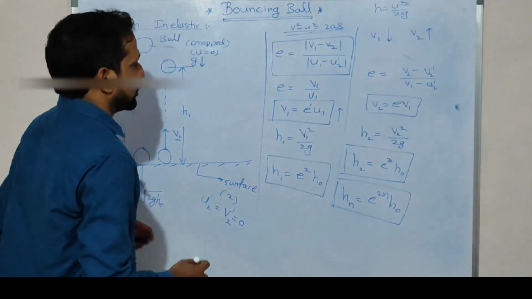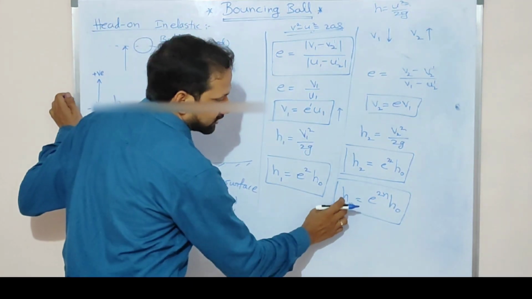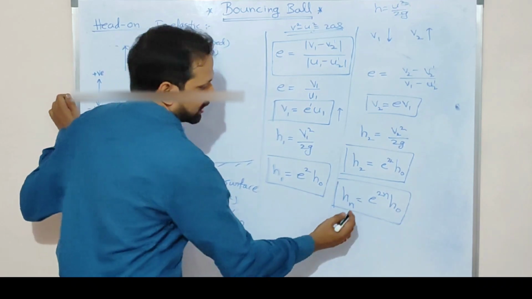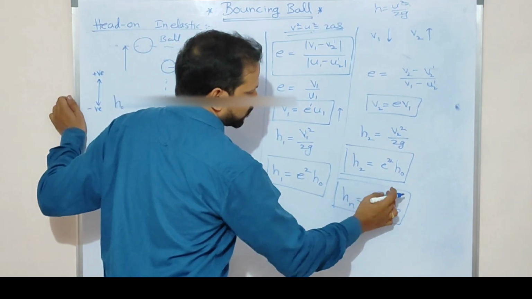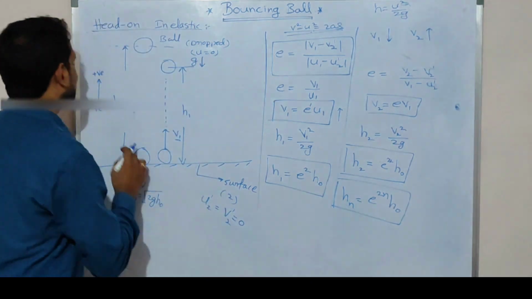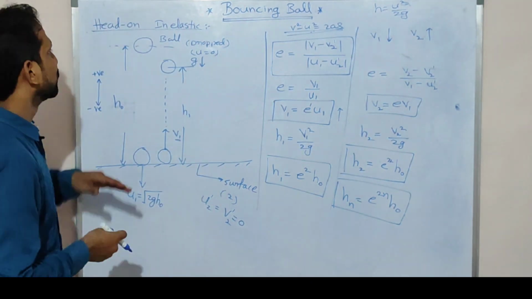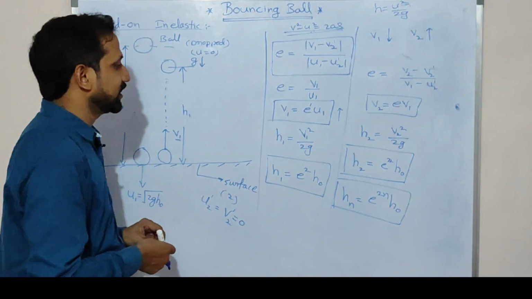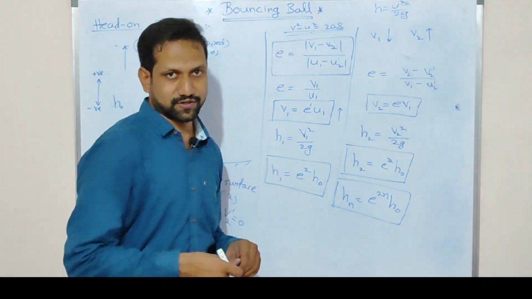I hope you got this: after the nth collision or nth impact, the height attained equals e power 2n into h0, where h0 is the height of the ball from which it is dropped. With this we can go further.